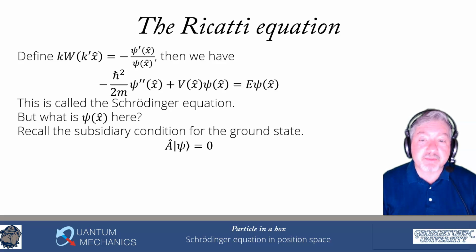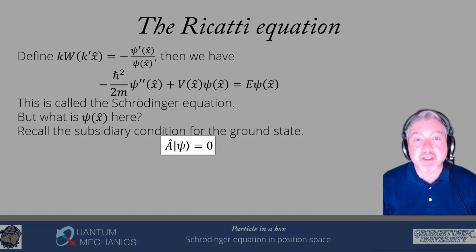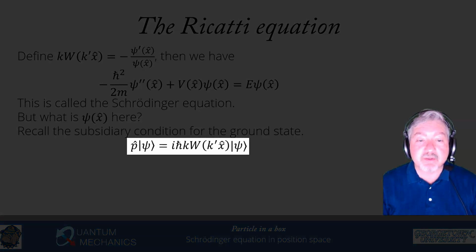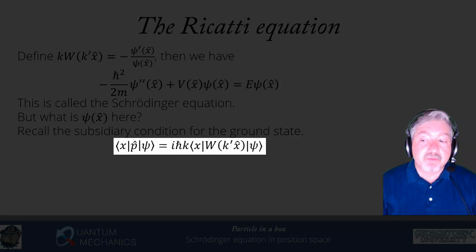We have to start from the subsidiary condition for the ground state, which said that the A operator acting on psi is equal to 0. We can write that out as the momentum operator acting on psi is equal to i h bar K W of K prime X hat acting on psi. And then if we multiply both sides by a bra x, a position bra, you remember that the expectation value of x p psi is just minus i h bar d by dx of psi of x.